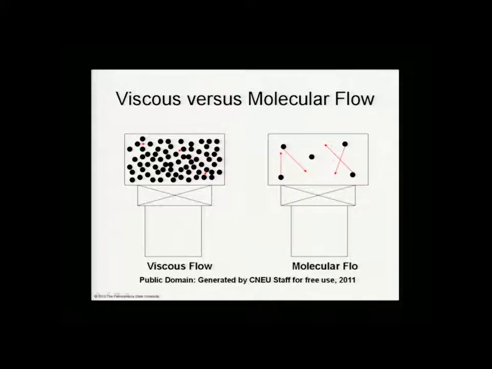Molecular flow is when there are very few molecules, and generally there isn't any interaction at all among the molecules, unless they happen to collide. And then, of course, there would be an interaction. But generally speaking, in molecular flow there are very few interactions among the molecules.